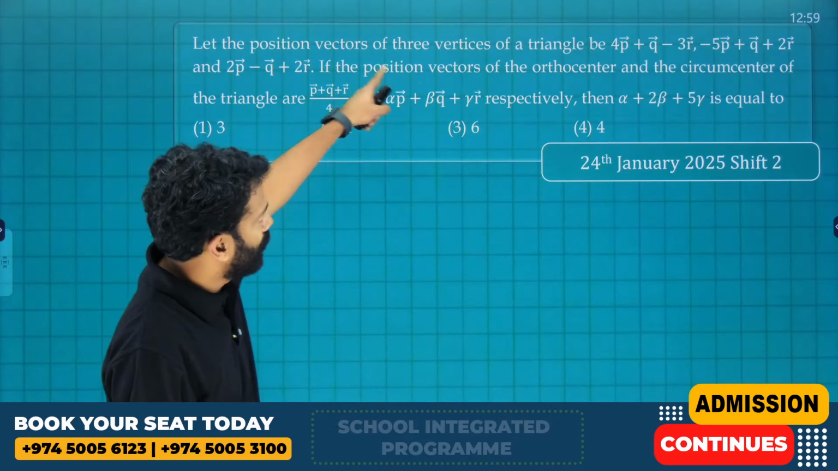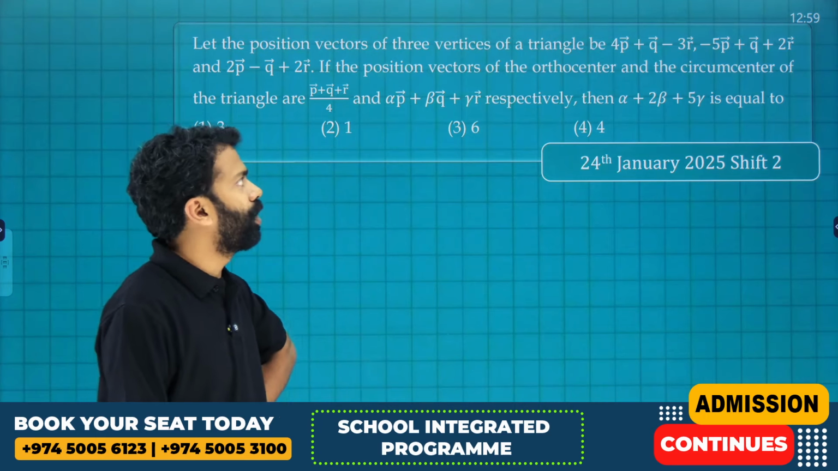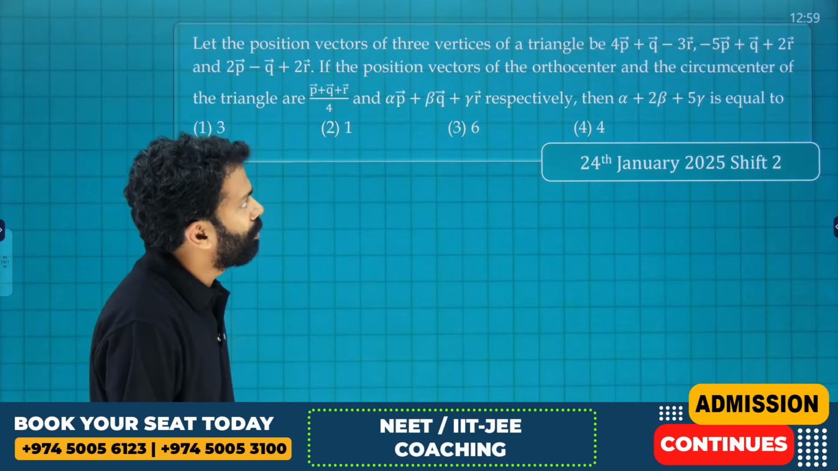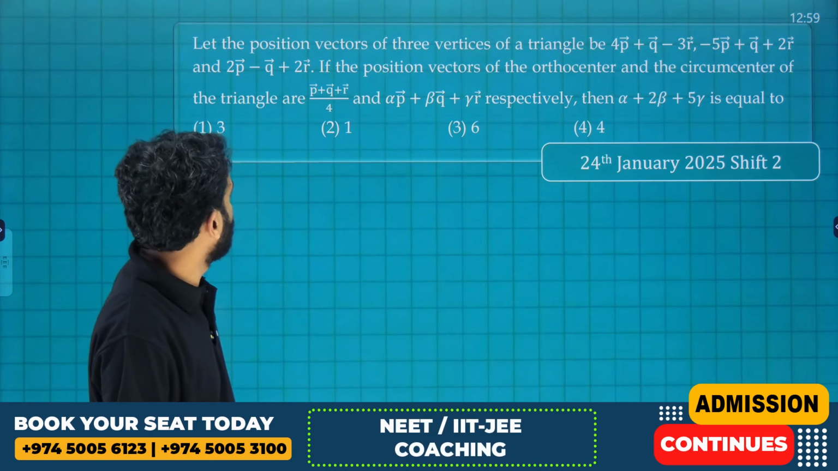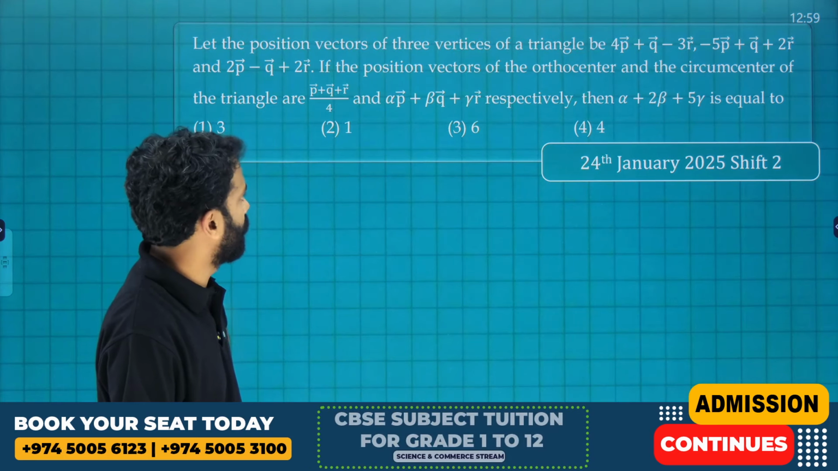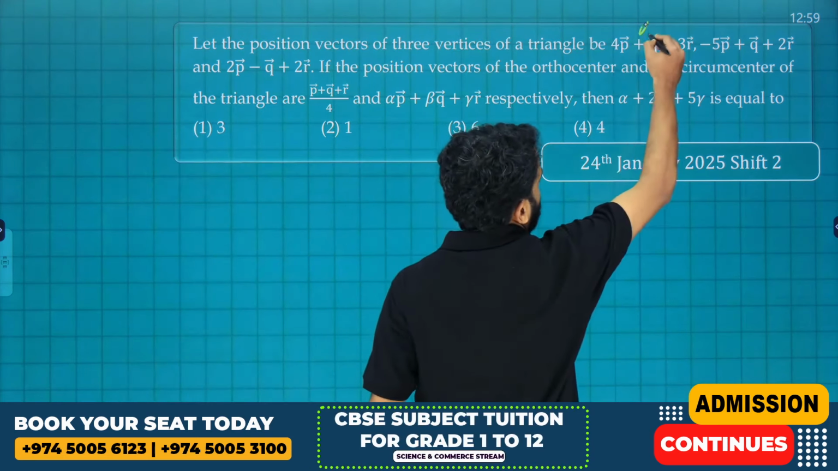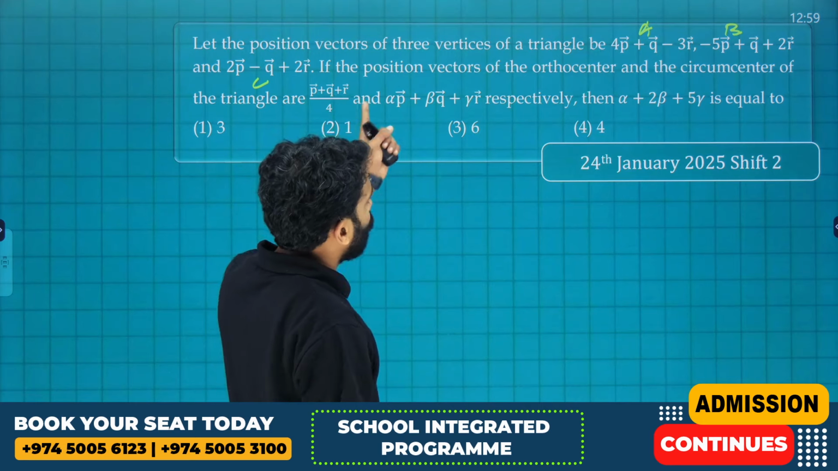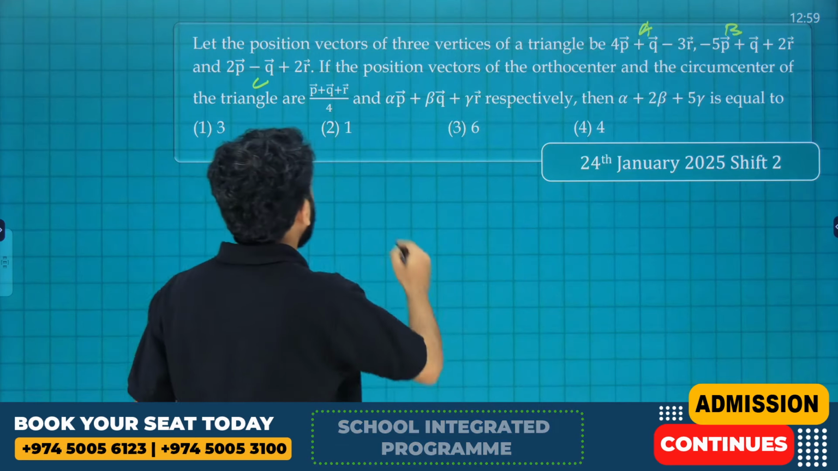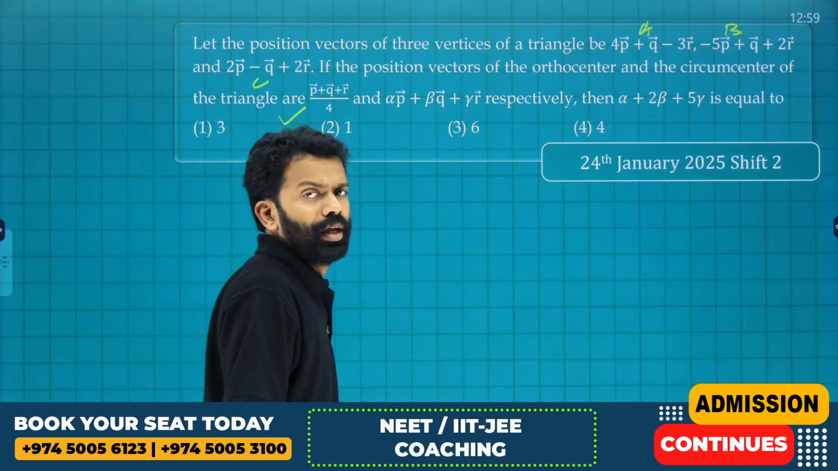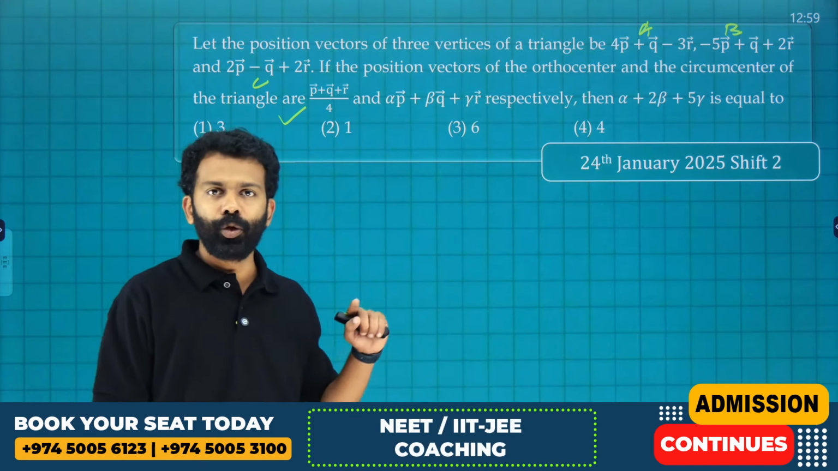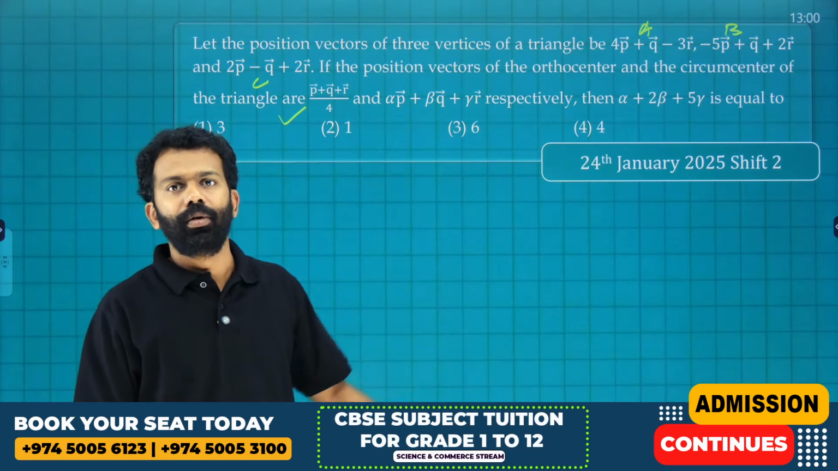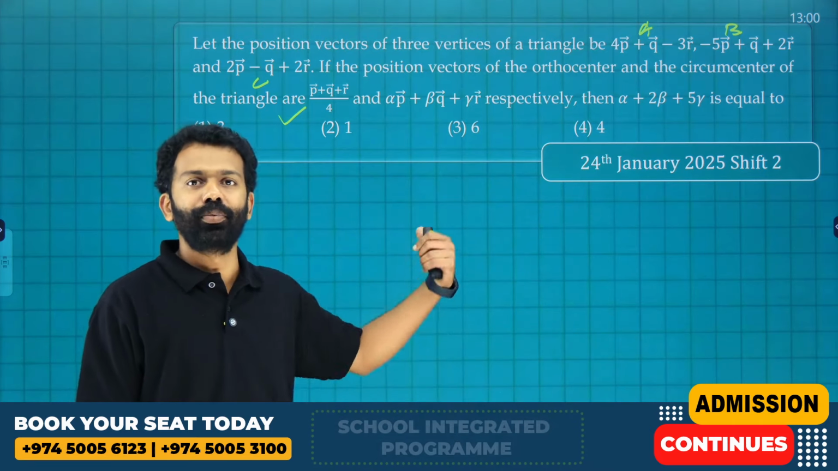Okay, the position vectors of 3 vertices of a triangle are given like 4 vector p plus vector q minus 3 vector r, minus 5 vector p plus vector q plus 2 vector r, and 2 vector p minus vector q plus 2 vector r. Okay, I am marking the vertices here like A, B and C. If the position vectors of orthocenter and circumcenter of a triangle are vector p plus vector q plus vector r, and alpha vector p plus beta vector q plus gamma vector r, then you need to find alpha plus 2 beta plus 5 gamma. That is, in short, you need to find alpha, beta and gamma to obtain the final answer.